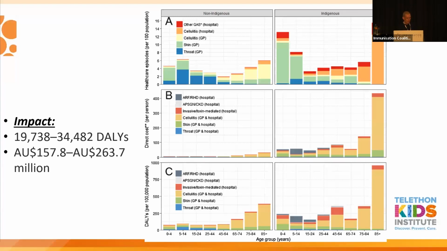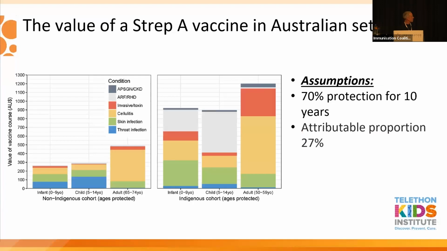Total healthcare costs are shown there. I think everyone's got their pet number. It's hundreds of millions of dollars. So this is a really interesting graphic which has come from Jeff Cannon and the team at Telethon Kids. And what it shows is the value of a vaccine course. Okay, so basically the cost of the vaccine has to be lower than this to be cost effective. And so you can see on the y-axis there, it goes from $0 up to $1,300. And again, you've got three different cohorts, so infants, children, and adults, older adults. And on the left-hand side, you've got a non-Indigenous cohort, and on the right-hand side, you've got an Indigenous cohort.